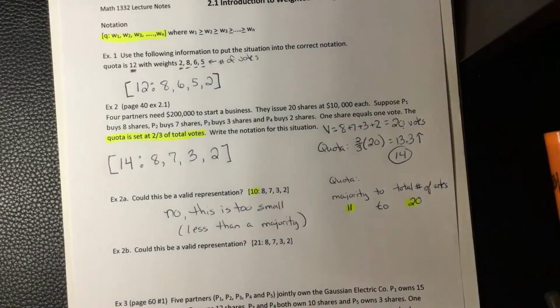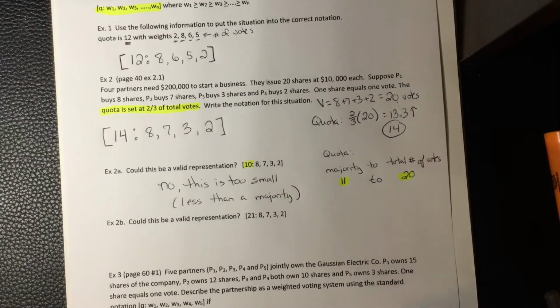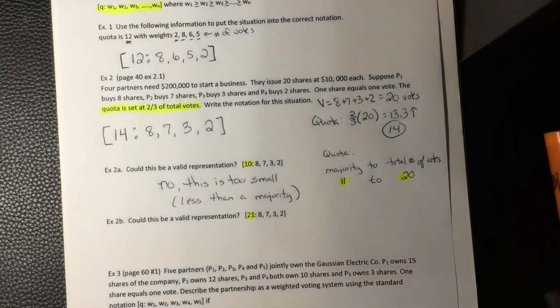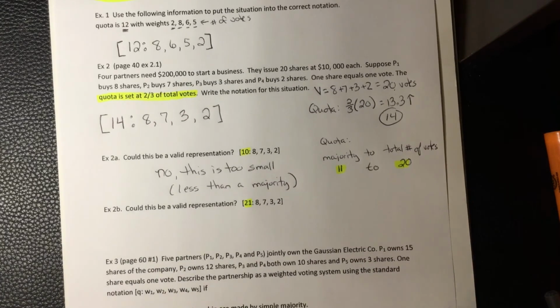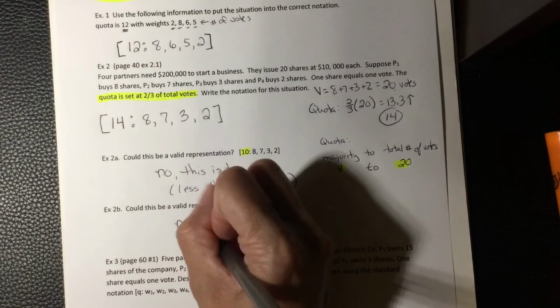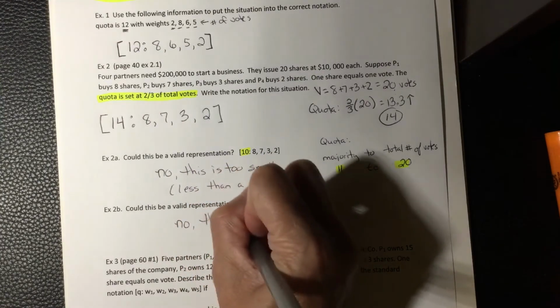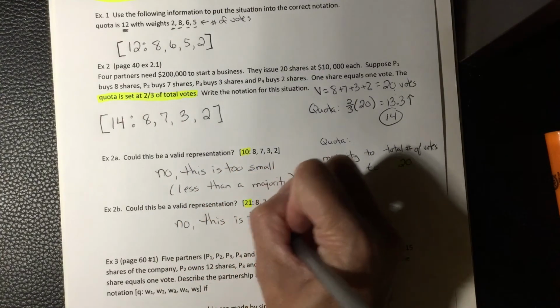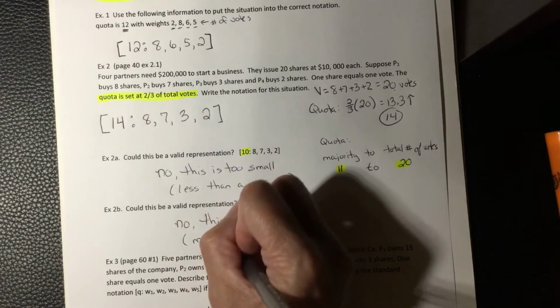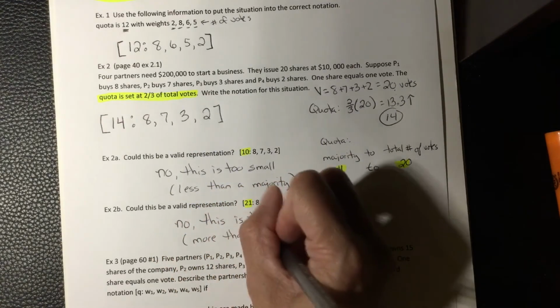Okay, and if we look at the second example, they're wanting a quota of 21. So that means we'd need 21 votes to pass a motion. It would make it really hard to pass a motion because there's only 20 votes altogether. So it would be impossible to get to 21. So I'm going to say no, this is too big, because it is more than the total votes.